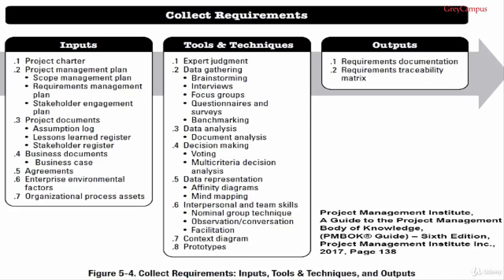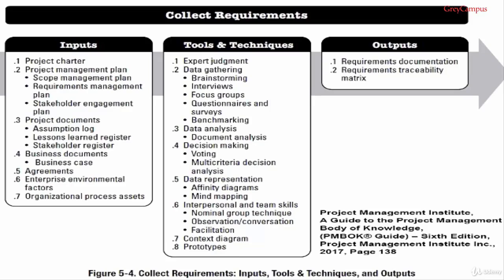The final tools and techniques of collect requirements is number 7, context diagrams. A context diagram is a diagrammatic representation of a high-level product scope within the business context. It shows how actors, which means people and other systems, interact with the product. And you'll find an example of a context diagram on page 146 of the PMBOK guide.